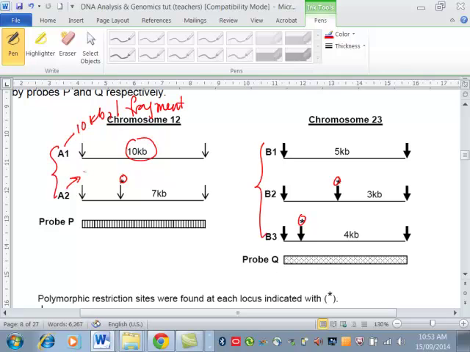What about A2? How many fragments? 2, and what are the sizes? 3 and 7 kilobases. You write there 2 fragments. Can I give you a quick 5 seconds to do that for B as well? B1, B2 and B3. So B1, how many fragments? 1. What's the size? 5 kb. B2, 2 fragments. What is the size? 2 and 3. B3, how many fragments? 2. What are the sizes? 1 and 4. Okay, very good.